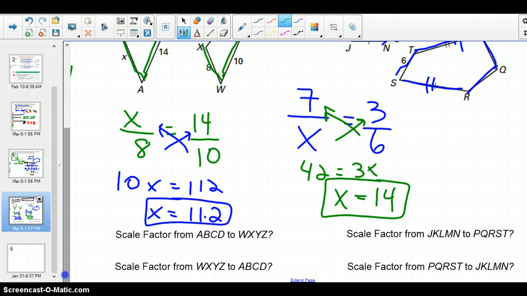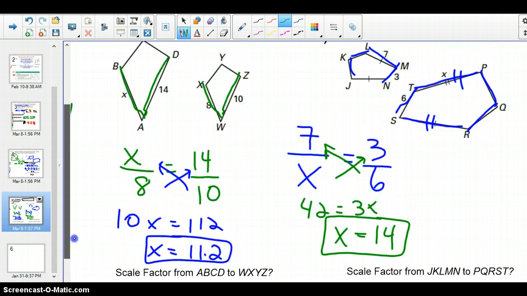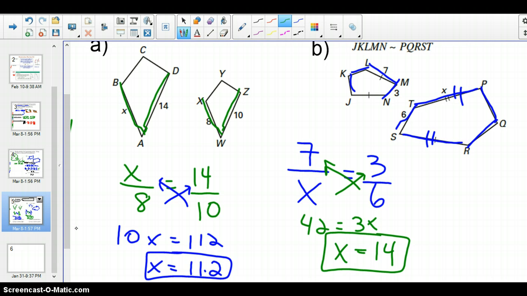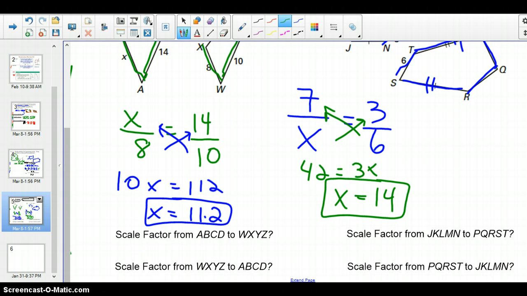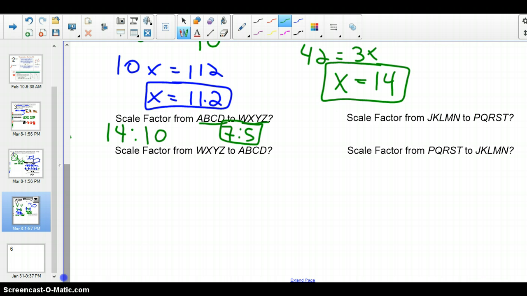Okay, really quick, let's talk about the scale factors here. On part A, notice that the first part, you need the scale factor from ABCD to WXYZ, which is the larger to the smaller. So I can just write one of the pairs of corresponding side lengths and then just simplify that. So that's just 7 to 5. And then if you want to go from smaller to larger, you can just flip that.